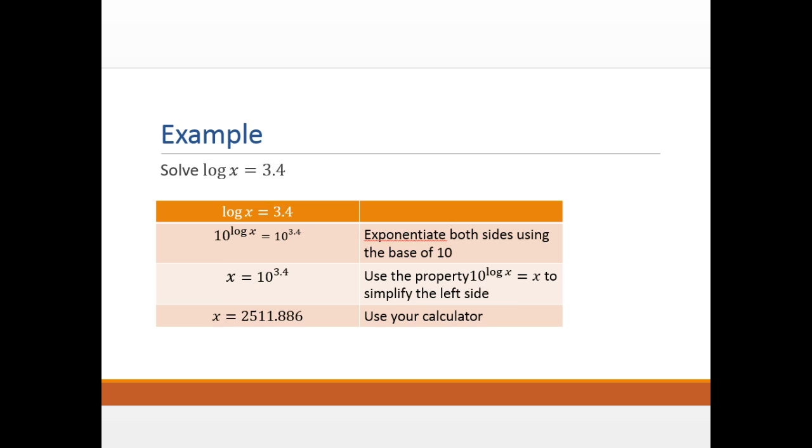I can also approach other types of questions like log of x equals 3.4. I'm just going to exponentiate both sides using base 10. So 10 to the log x equals 10 to the 3.4 power. Now 10 to the log x should just give us x based on the inverse property we looked at a second ago. And then I'm just left with x equals 10 to the 3.4 power. Once again, we're going to use our calculator, and we get x is 2,511.886.